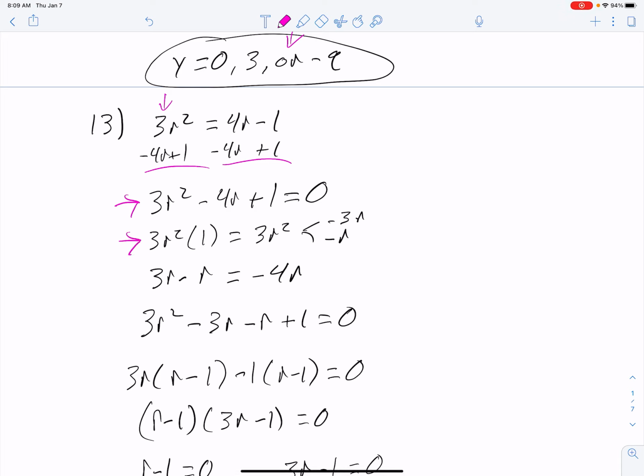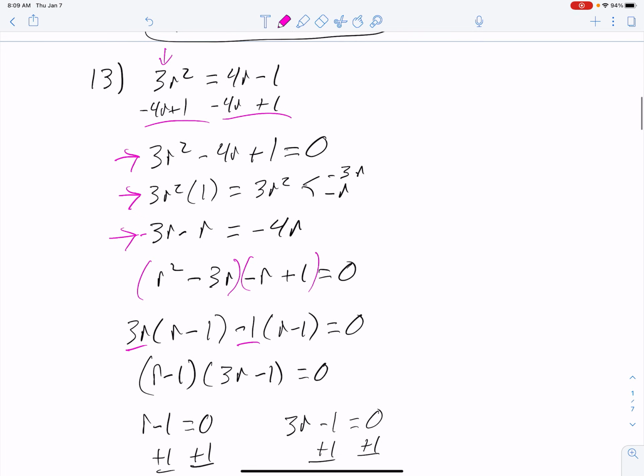3r squared times 1 gives me 3r squared. What factors of 3r squared are going to add up to be -4? Well, that's going to be a -3r and a -r. I've split my middle term. I create my groups. From the first group, I can factor out 3r. From the second group, I can factor out -1. I'm left with my matching group of r minus 1, and my remaining piece is 3r minus 1.